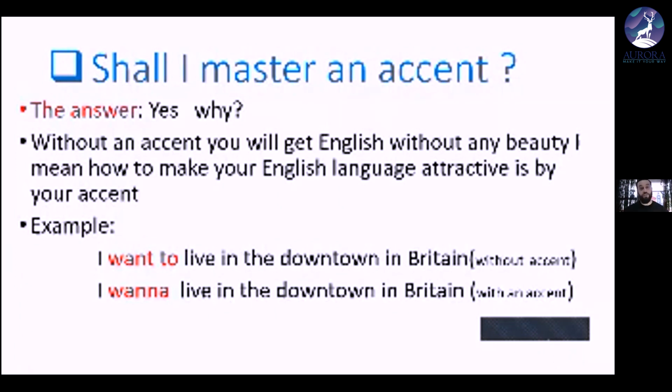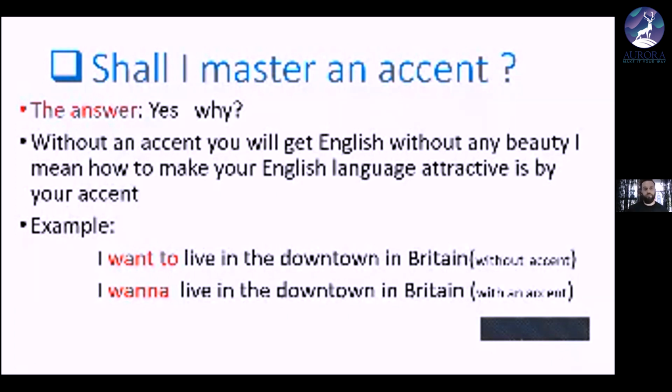Imagine that you are cooking a cake for yourself. Cake, you know it, all of us. But imagine that you have a cake without cream. You can eat the cake, and you will say it's dry, and I can't eat it. Why? I don't know why. But if you have another cake with cream and some fruits on it, for example strawberries or whatever you have, it will be more delicious for you. This is like your English language.